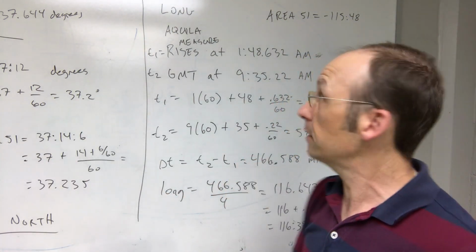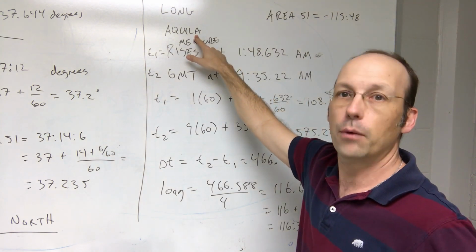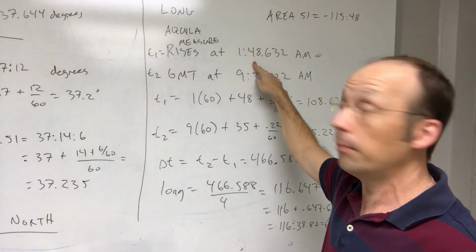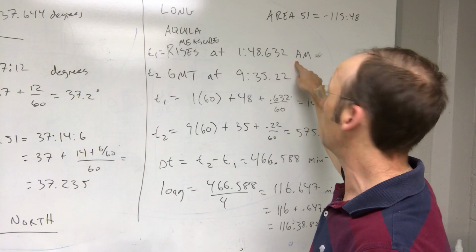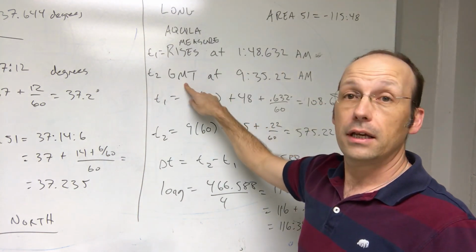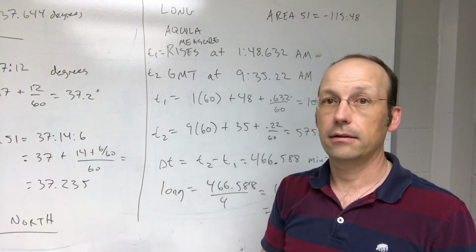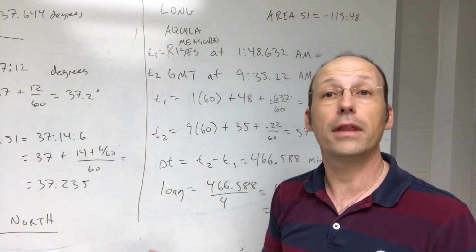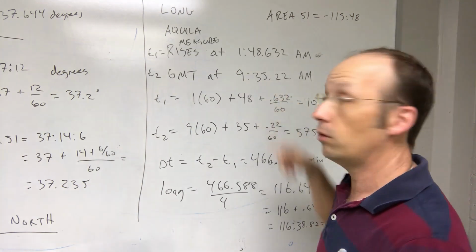Okay, so I picked a constellation, Aquila, that you could see, and measure when it rises. It rises at the local time of 1:48.632 a.m. That's where they're at. Okay. If you knew when that rose at Greenwich Mean Time, which you would know if you were observing, because it's important, it rises at 9:35.22 a.m.